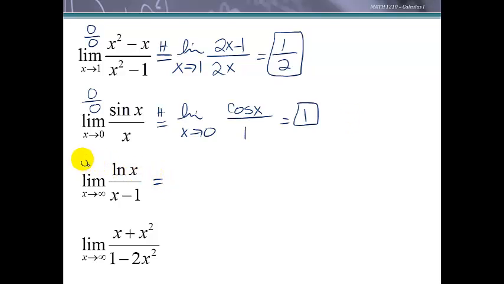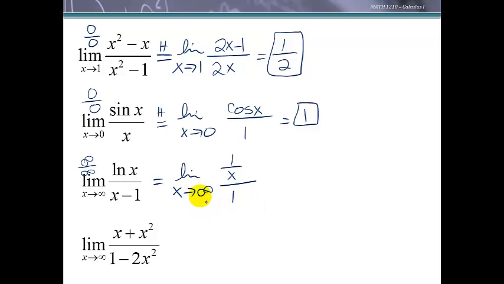Third one is the one we didn't know. This is that indeterminate infinity over infinity. So now we're going to see who wins. We have the limit as x approaches infinity. The derivative of the natural log of x is 1 over x. The derivative of x minus 1 is 1.